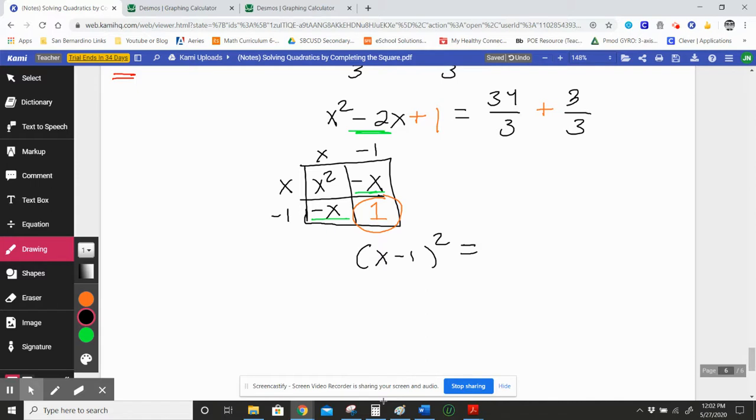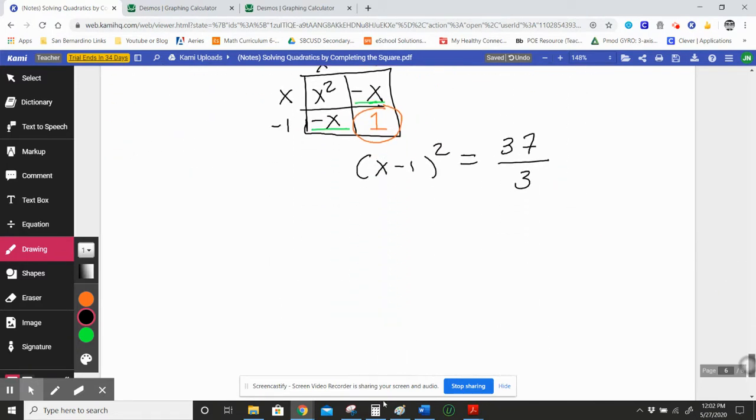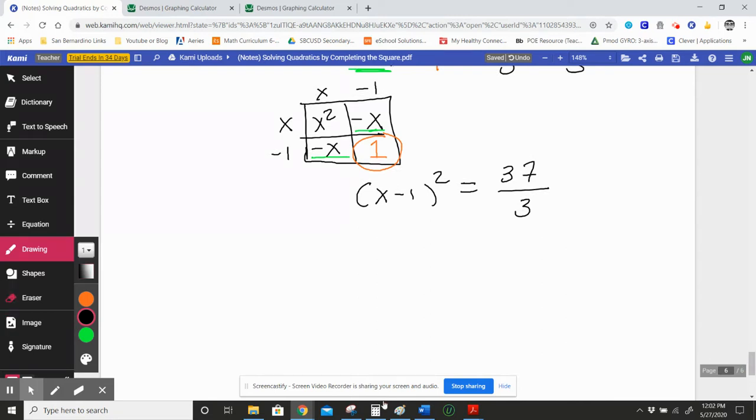So on top, I'm left with 34 plus 3, which is 37. On the bottom, I'm left with over 3. Since I have the same denominator, I was able to add those two numbers. Okay, now I can move on with the problem. So now I'm able to solve, right? Yeah, we're going to have a fraction, but big deal.